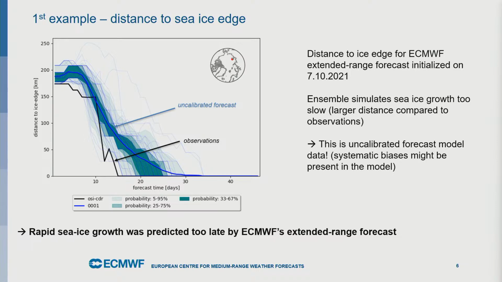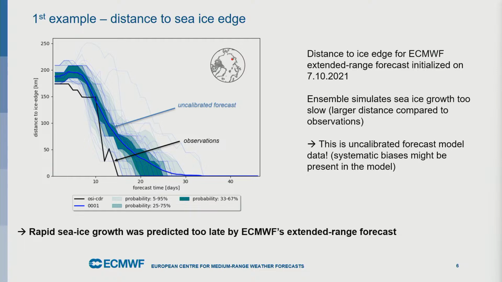Please first look at the black curve. That's the observations. And you can see that in the beginning, the ice edge was about 180 kilometers away. And then the ice grew and came closer. And then around day 8 to 10, there was a really rapid increase. And you see the distance was getting very close, like 25 kilometers. And at around day 15, this point was stuck in ice for the whole season.